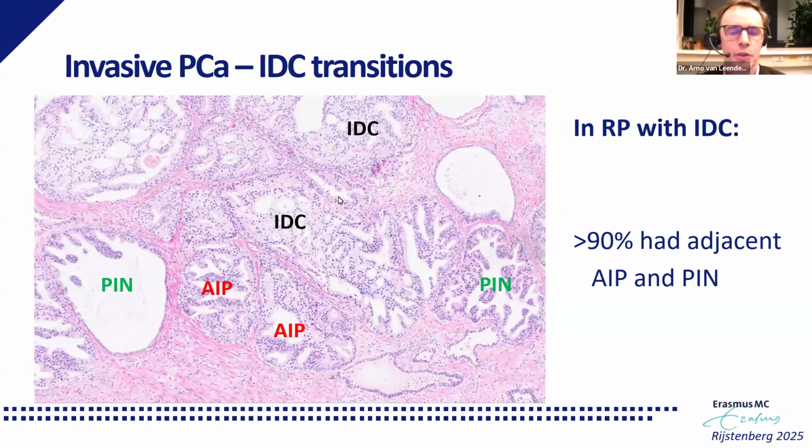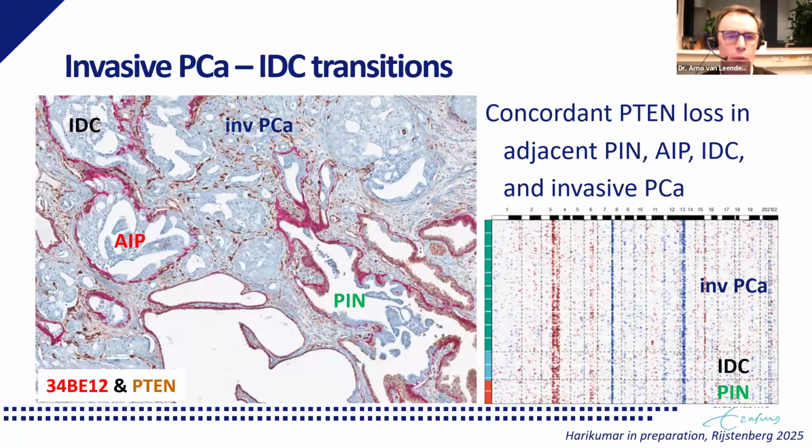Then we did immunohistochemistry for basal cells, and our hypothesis was that if invasive cancer would grow back into the pre-existent duct system, basal cells would probably be pushed inward into pre-existent glands. All right, I will come back to that later. First, this one. We first saw that IDC, AIP, PIN and invasive cancer are often closely adjacent to each other. Often they also have the same molecular alteration.